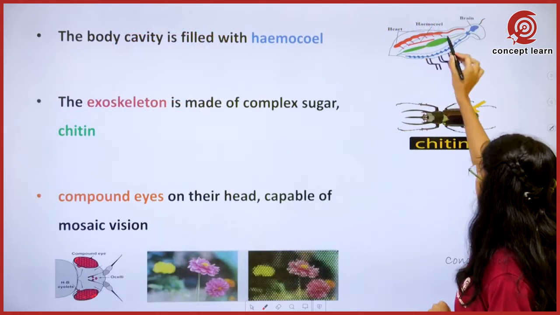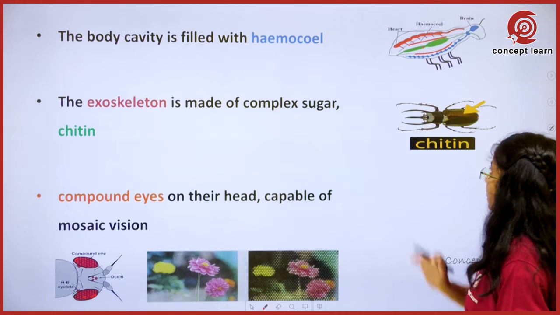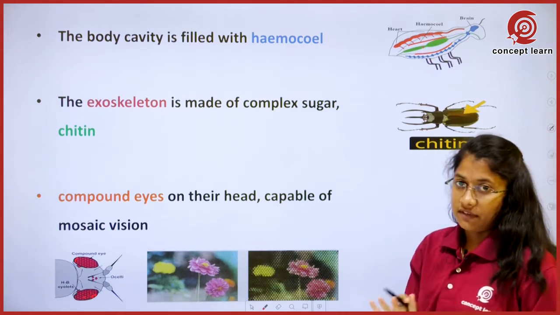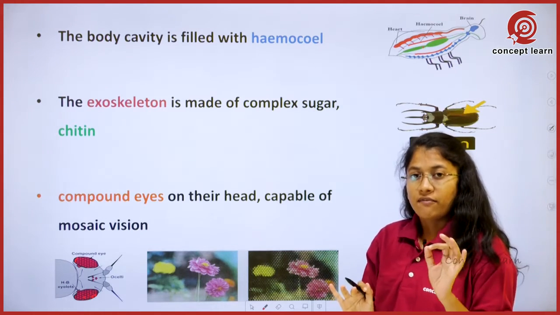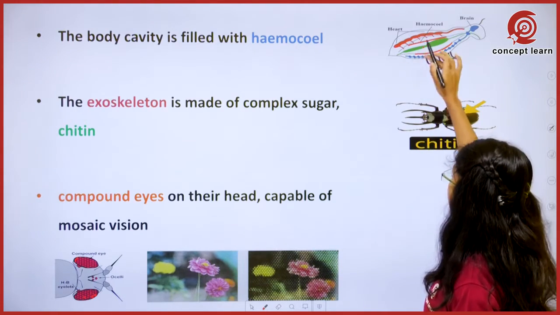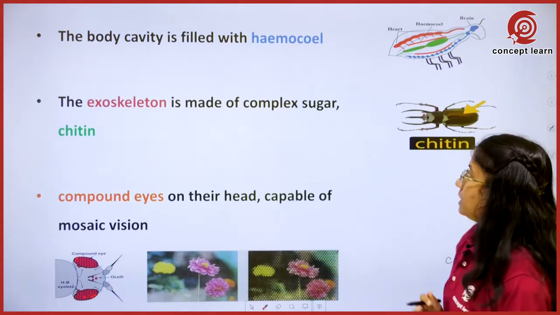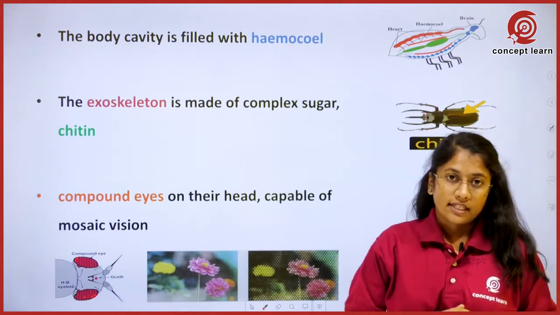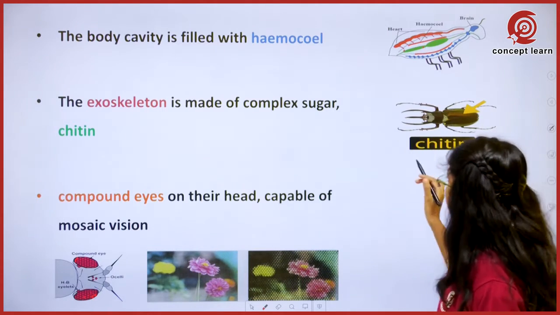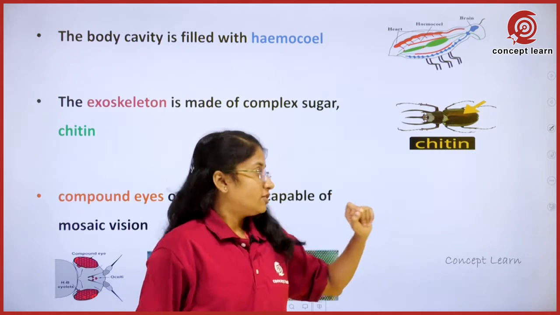Here this is the empty body cavity, the empty space in between the organs of the insect. And this empty body cavity is totally filled with a white colored blood. White is nothing but totally colorless. This colorless blood is found flowing in between the organs of the insect, and that is known as the hemocoel.